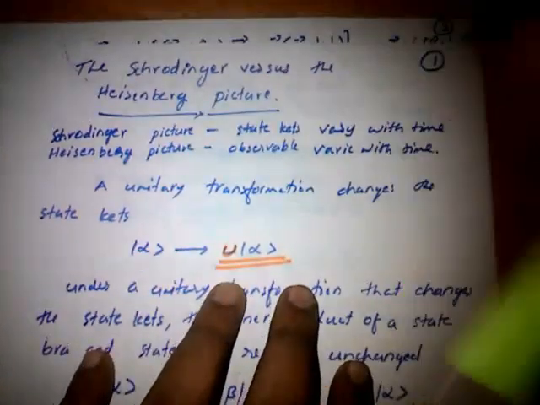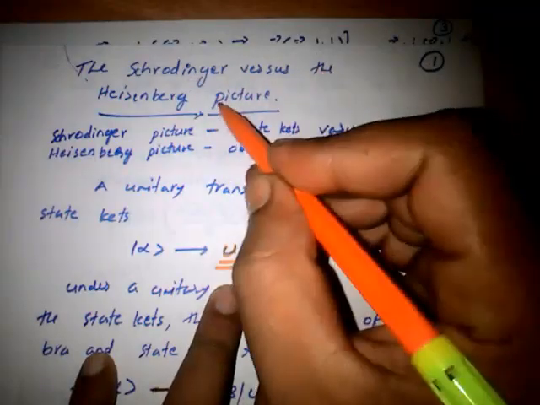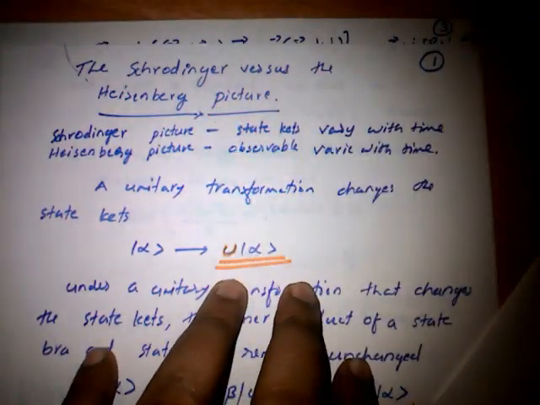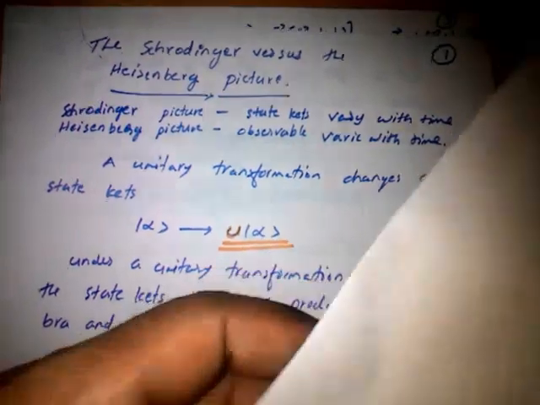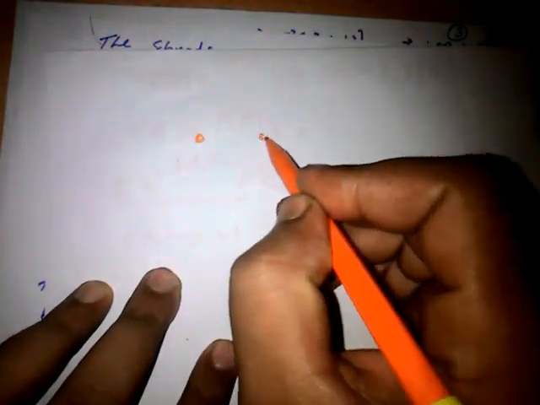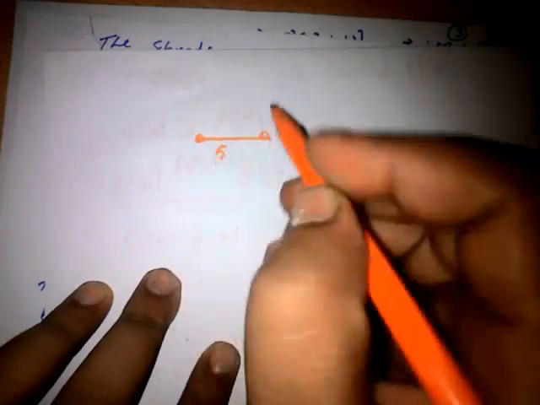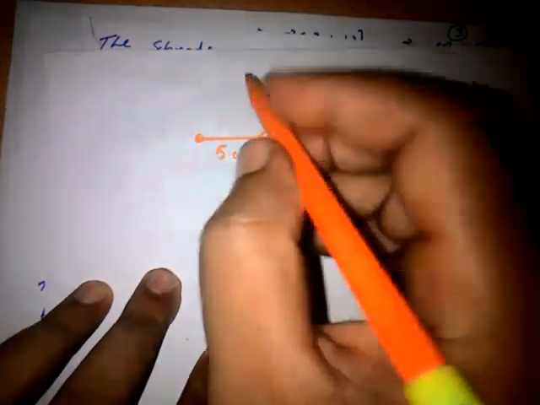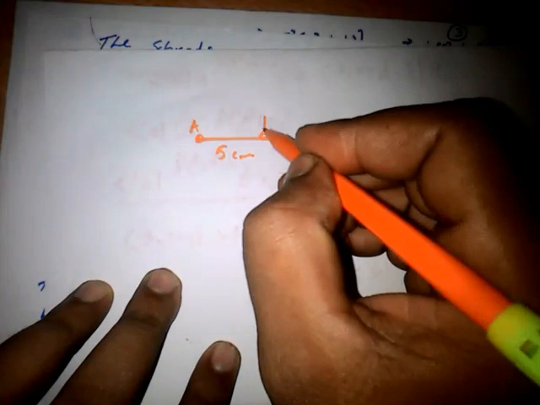Today, let us discuss the Schrodinger's versus Heisenberg picture. Let me consider two objects around 5 centimeter apart. Object 1 is A, object 2 is B.